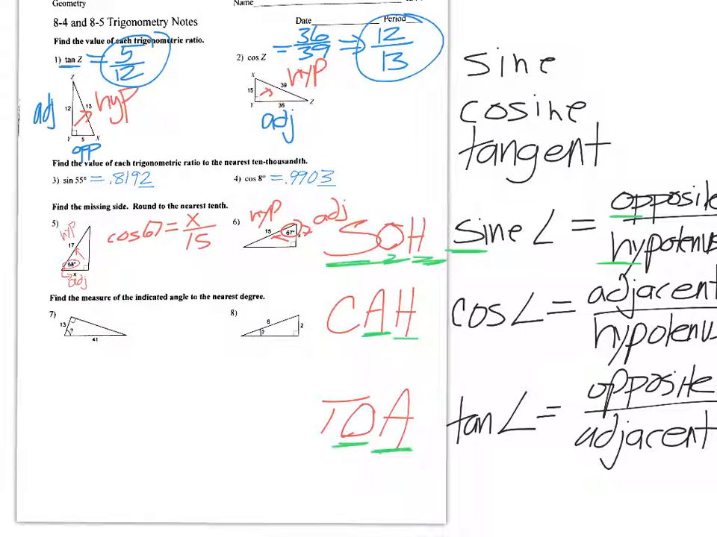So I type cosine of 67 in on my calculator. I get 0.3907 equals x over 15. Then I'm going to multiply both sides by 15. Those cancel, so 0.3907 times 15 is 5.86. Now to the nearest tenth, that's going to round to 5.9. So there's your x.